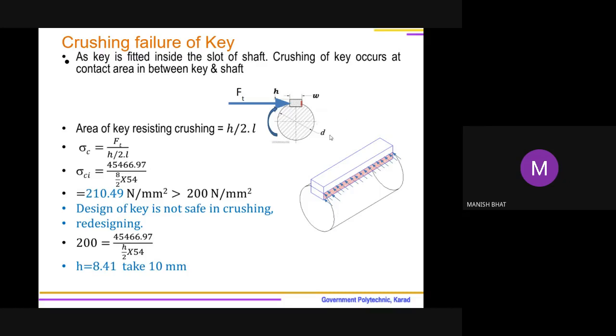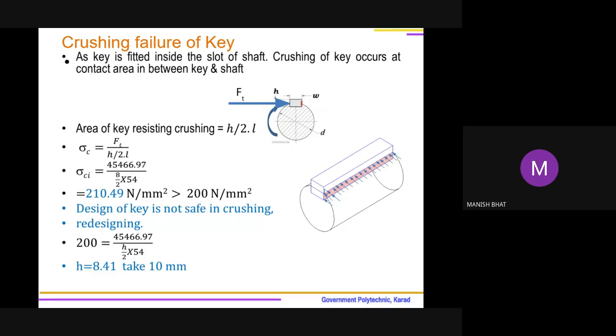Force is going to push the key. That tangential force produced due to power is going to push the key. So key will be pushed against this wall of keyway. Is it? This vertical wall of keyway. Key will be pushed, and the contact area in between the two, I mean slot and key, is this, which is highlighted by the section lines. So this hatched area is the area which is going to resist crushing.